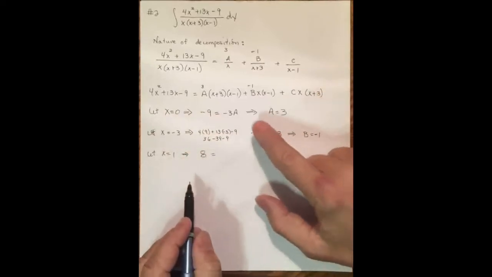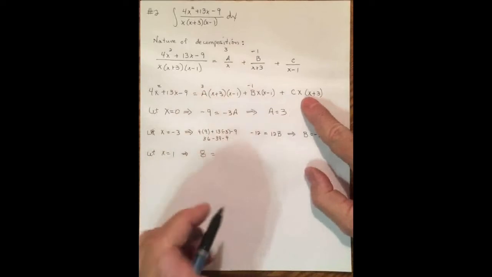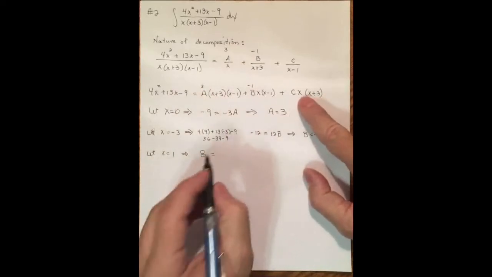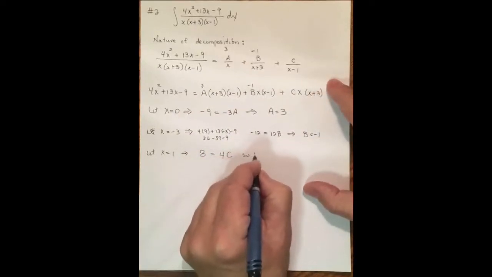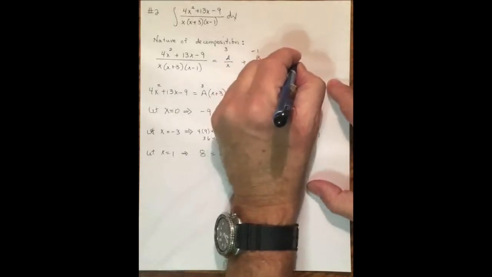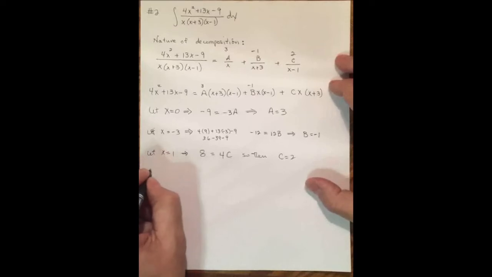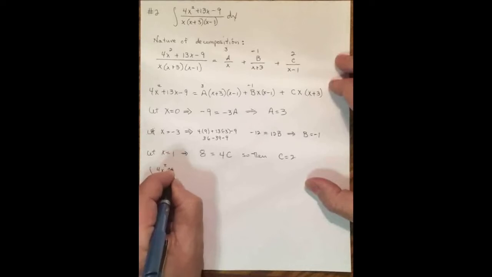But look what happens. If I let x equal 1, this term and this term are 0. They're both 0. And we come over here, if we let x equal 1, we get 4 times 1. So we have 4c. So then c is 2. Isn't that good? That is very nice. So to work the problem, let's copy this all down one more time. Let's finish this and do the integration.